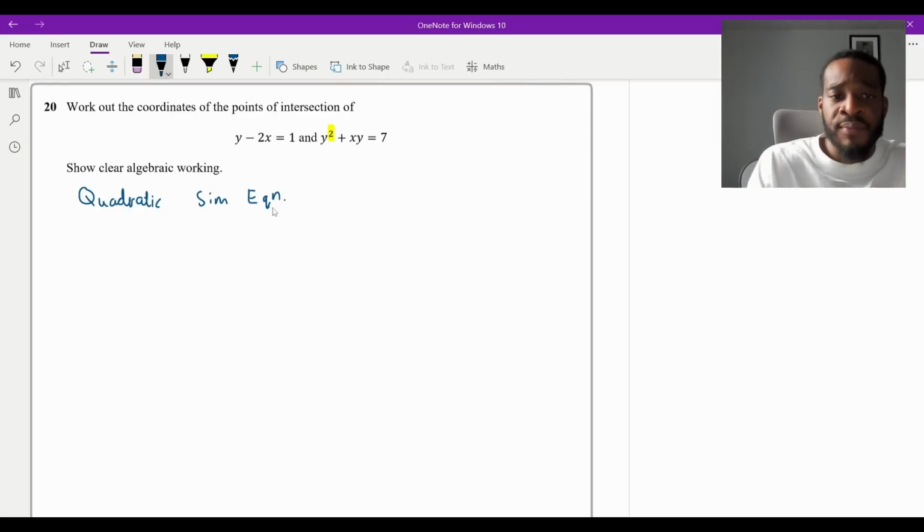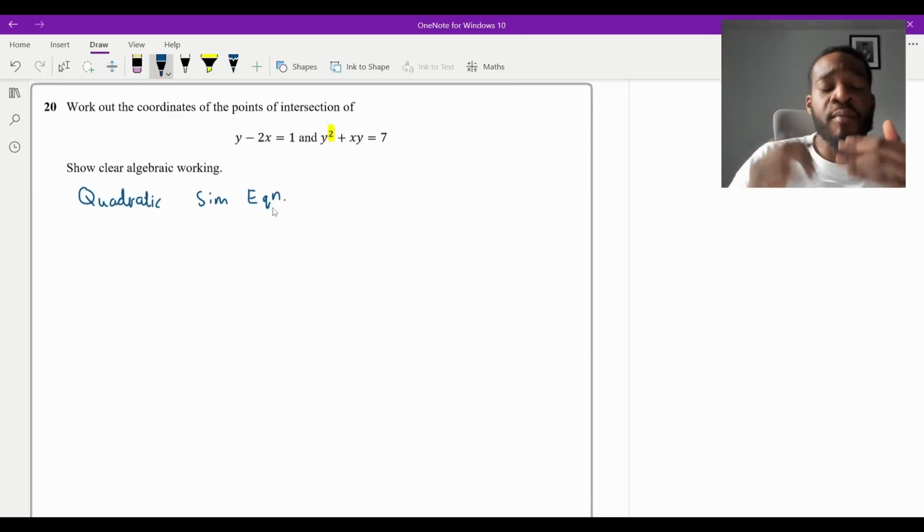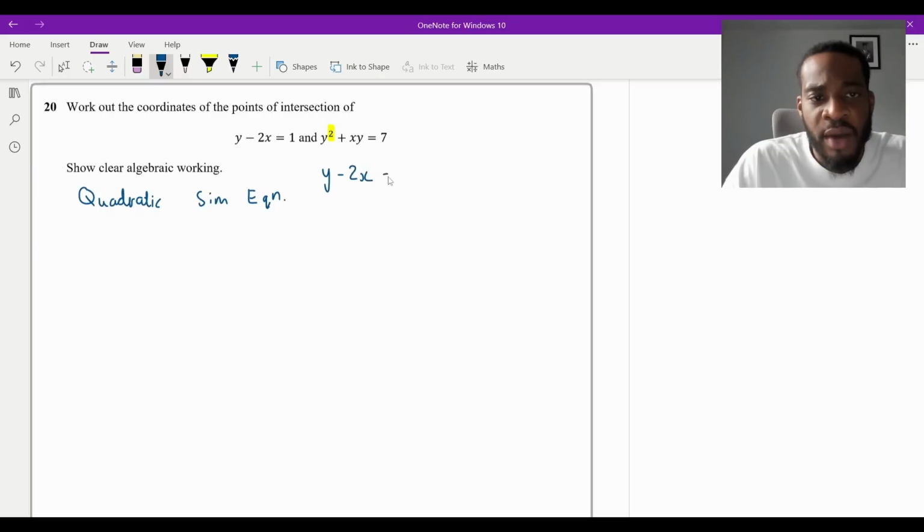I tell my students all the time, you're not going to solve it using the column method and subtracting things. You need to use substitution. What you do is you identify both of your equations. So I'm going to write both of them out underneath each other. I'm going to have y minus 2x is equal to 1, and then y squared plus xy is equal to 7.